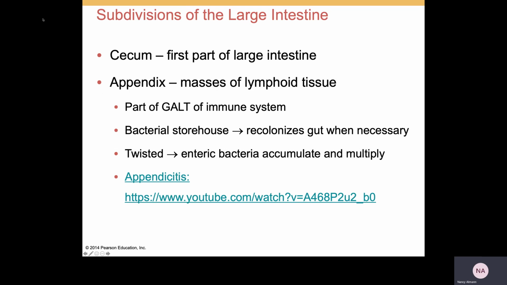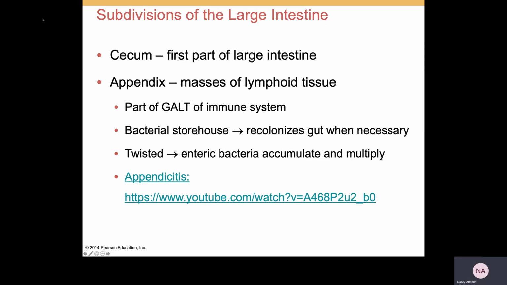We already talked about the subdivisions of the large intestine, but here we go again. Cecum is the first part. It's sort of this blind pouch to which the appendix is attached. The appendix used to be thought of as sort of a vestigial structure that nobody really needed or knew what the function was, but it actually holds a whole bunch of lymphoid tissue, and it is part of gut-associated lymphatic tissue.